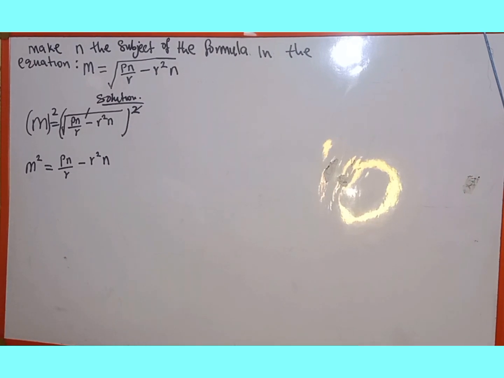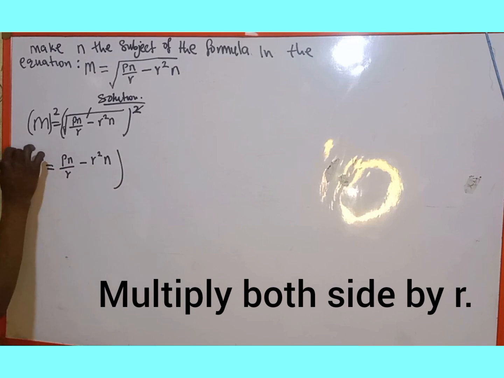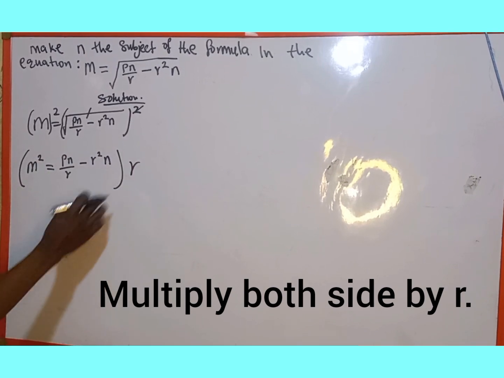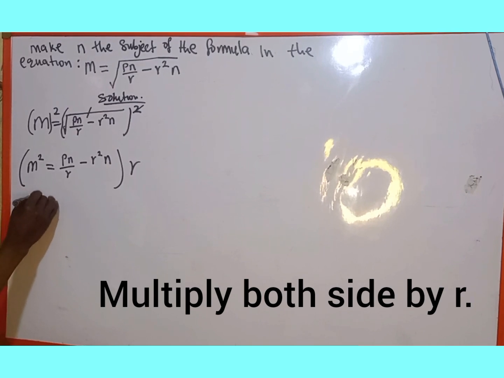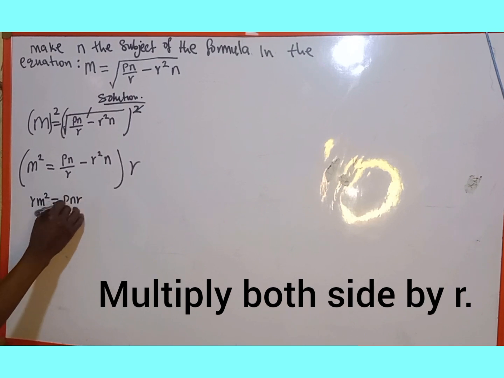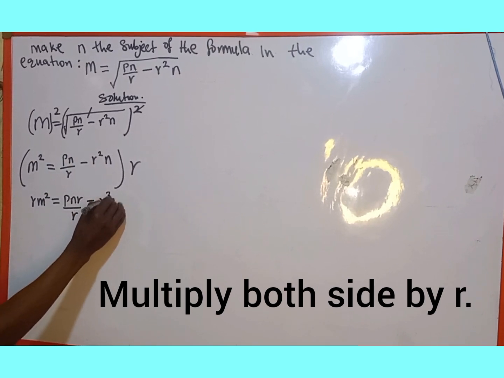Now the next thing we are going to do is to look for the LCM of the denominators, and from the denominator here we have r. Therefore the LCM of this equation is r, so we are going to multiply through by the LCM, which is r. So multiply all through by r, then r multiplied by m squared is going to give us rm squared, which is equal to pn multiplied by r over r, then minus r multiplied by r squared n is going to give us r cubed n.